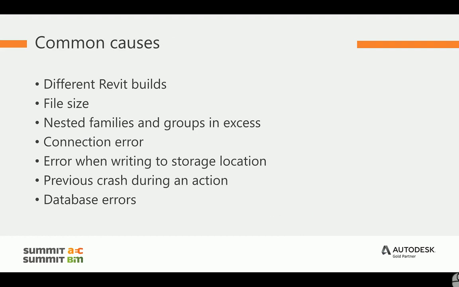Knowing some of the common causes can give you hints on where to look for possible solutions. Autodesk has an article about corruption on the Knowledge Network, but here's a few big ones to get you started. Users have different Revit builds. The file size could be too large. This will include temporary files. They can be huge and they don't go anywhere. Nested families and groups used in excess, or connection errors when syncing, loading latest, and saving. Errors that occur when writing to the storage location, and previous crashes during an action.